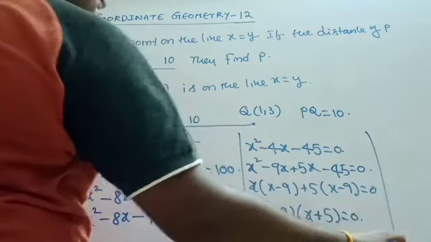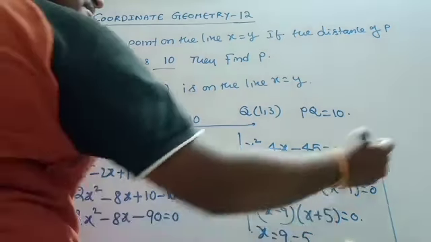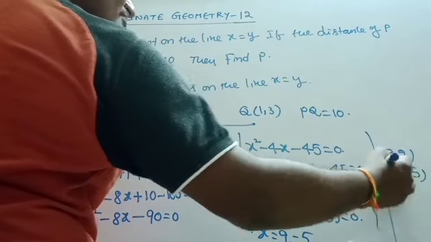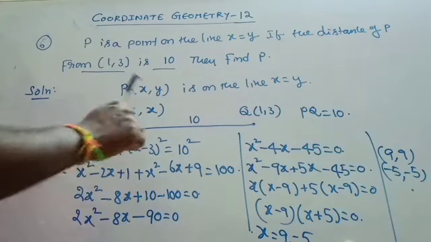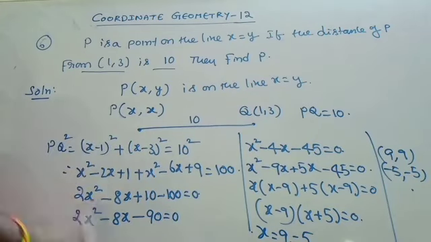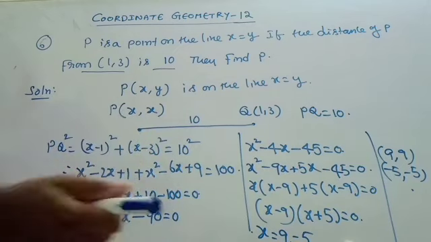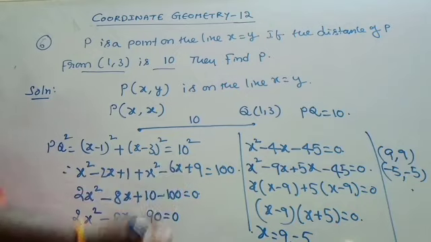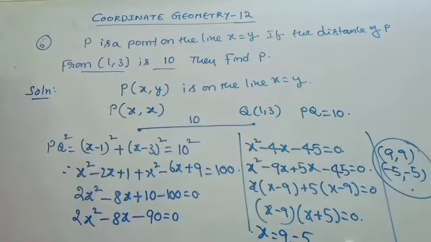Therefore, x equal to 9 comma minus 5, right? Therefore, the possible points you are going to get are either 9 comma 9 or minus 5 comma minus 5, because for the point P the x coordinate will be equal to the y coordinate. That's why x as 9 means 9 comma 9, and x as minus 5 means minus 5 comma minus 5. Like that, these 2 points will be the answers for this particular problem.